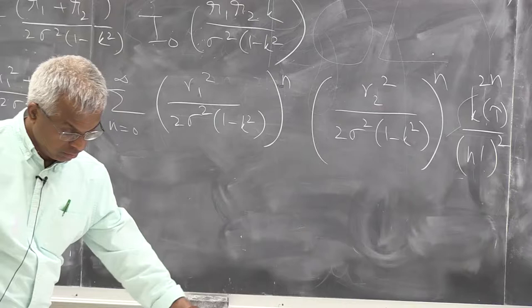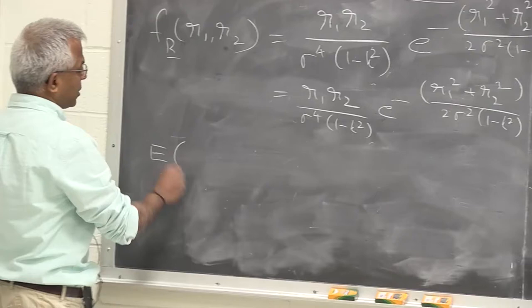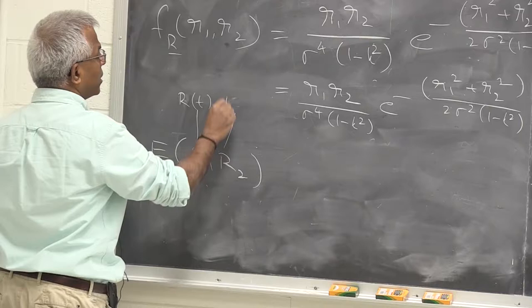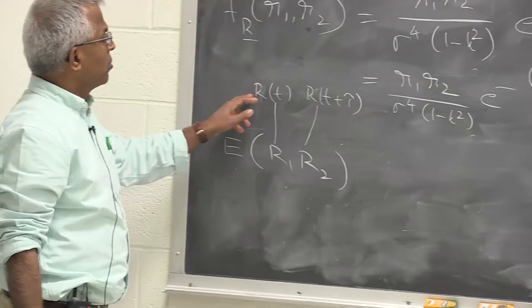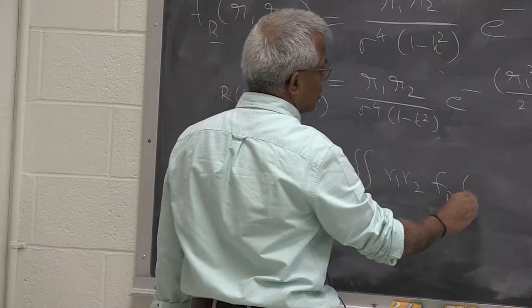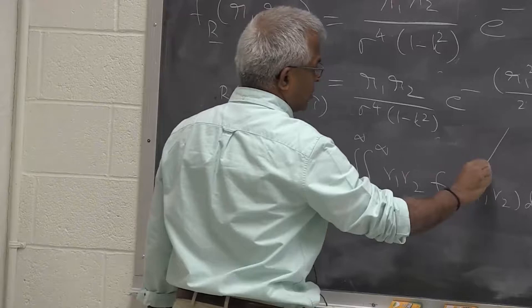All right, so what we need now is to use this expression and find out the expected value of R1, R2. Remember, R1 is R evaluated at t, and R2 is the magnitude evaluated at t plus tau. So we are trying to find the correlation between these two random variables. This is the joint density function. So if we can do this, this is simply the integral of R1, R2, f(R1, R2) dr1 dr2, from 0 to infinity, 0 to infinity. So for this density function, we substitute this here.